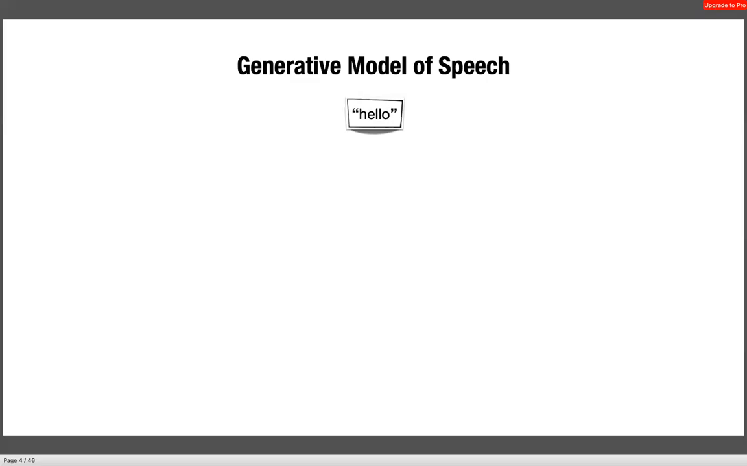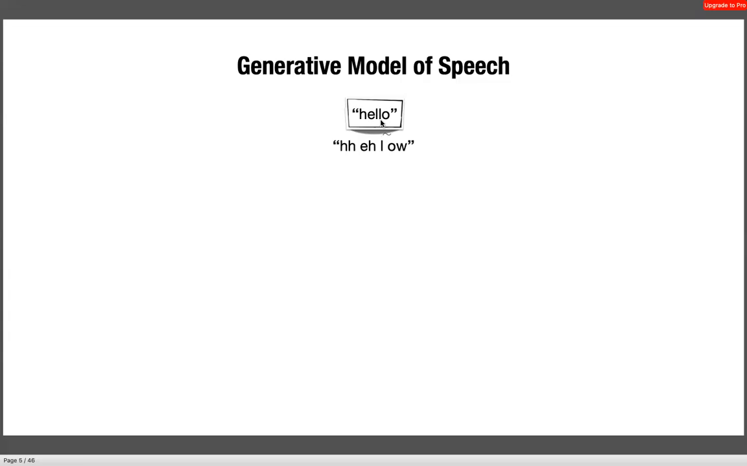Here is how a generative model of speech would look. So you start with the text in your utterance. Say that you said the word hello. Now this could be represented as a sequence of phones. So the word hello is the sequence of phonemes HH, EH, L, O. So there's a sequence of 4 phonemes which corresponds to the word hello.